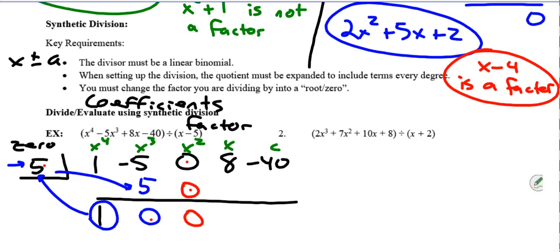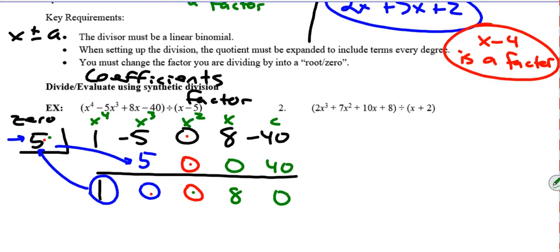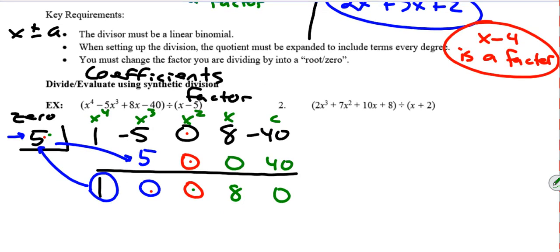0 times 5 is 0. 8 minus 0 is 8. 8 times 5 is 40. And I get 0 for my last term here. So you're thinking, great, what does this mean? We're actually done dividing, so it's a lot fewer steps than long division. People are saying, well, why can't we just use this in the first place? Again, it has to be a linear term.